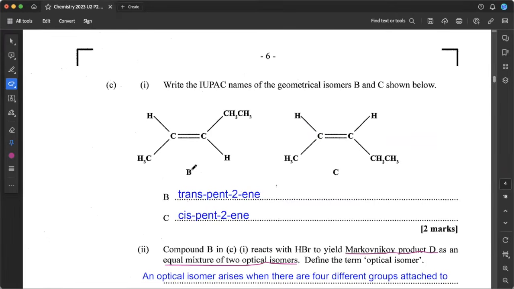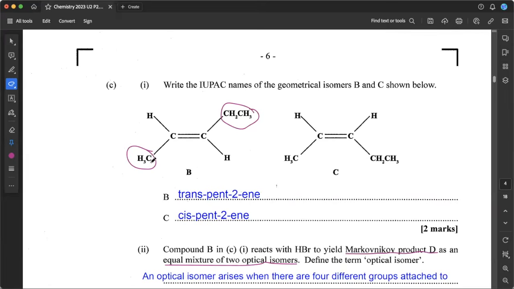In this particular case for B, we see that we have these substituents on opposite sides of the carbon-carbon double bond. We have a methyl down here, and then we have an ethyl up here. They're on opposite sides of the carbon-carbon double bond, and so we can say that that's a trans molecule. So let's count our longest chain now.